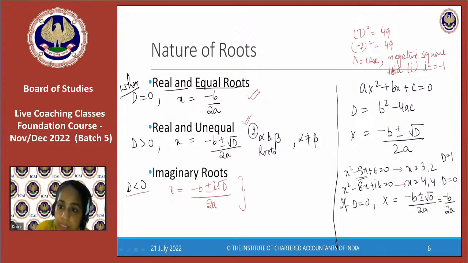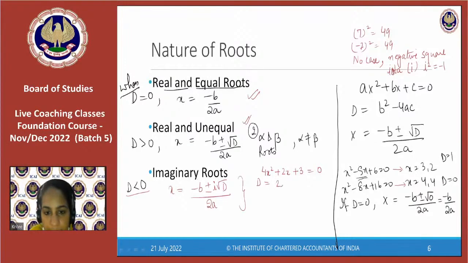Okay. See, for that, I'll just quickly take up something like this: 4x square plus 2x plus 3 equals 0. So you calculate D here. D will be b square minus 4ac. So this will become 4 minus 16, 3 fours are 48. You get it as minus 44.